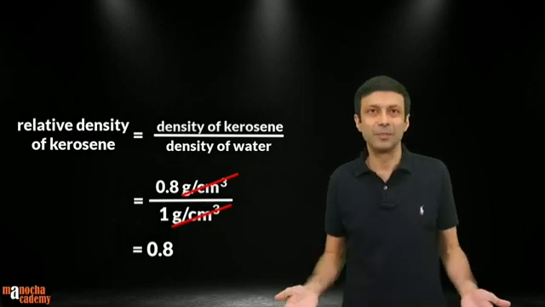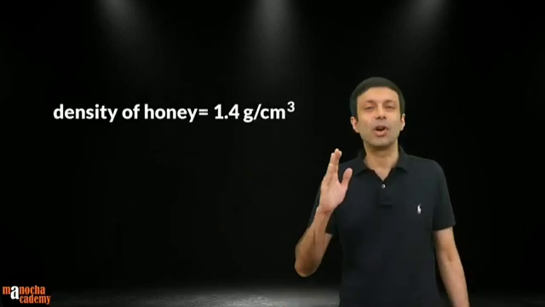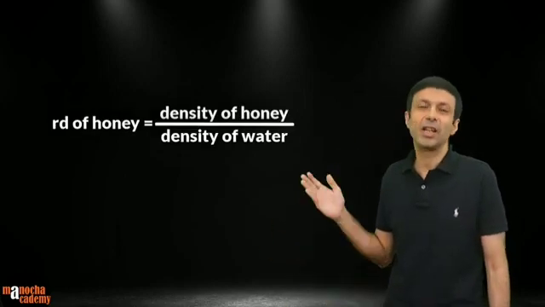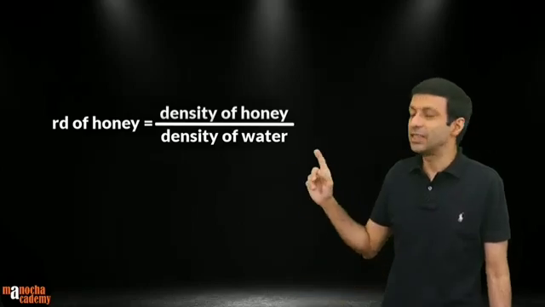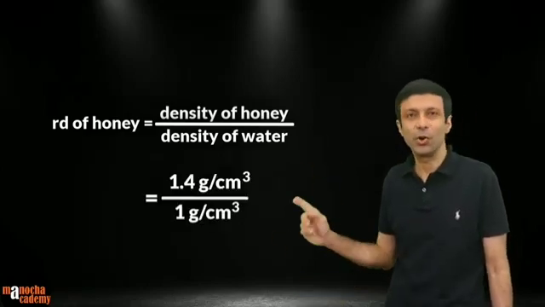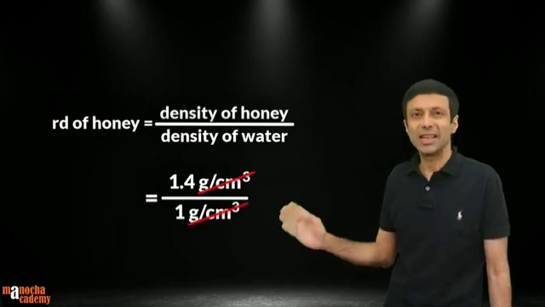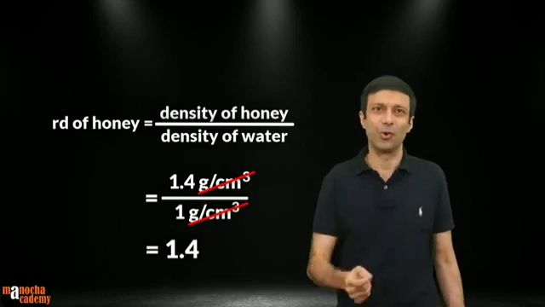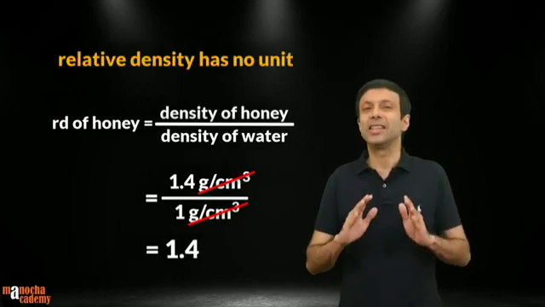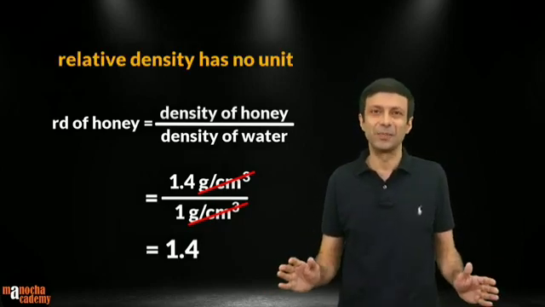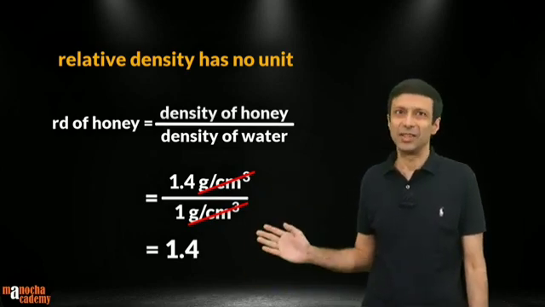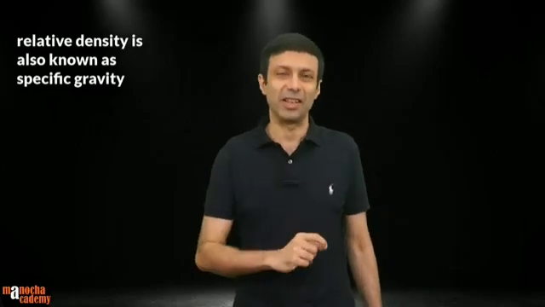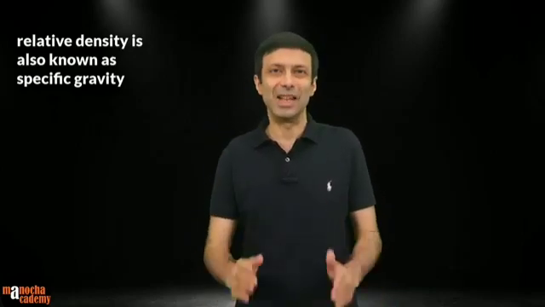Now what about honey? Honey had a density of about 1.4 gram per centimeter cube. Again, you can find the relative density by using the formula. So it's going to be density of honey divided by density of water. Once again, the units will cancel each other and we get the relative density of honey as 1.4. So note that relative density does not have any units because the units cancel each other. Relative density is also known as specific gravity. So you can remember that term as well.